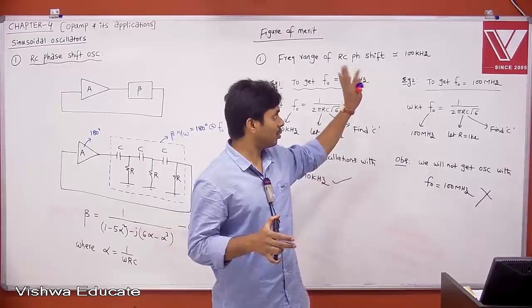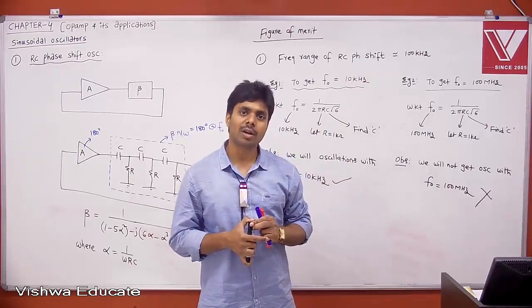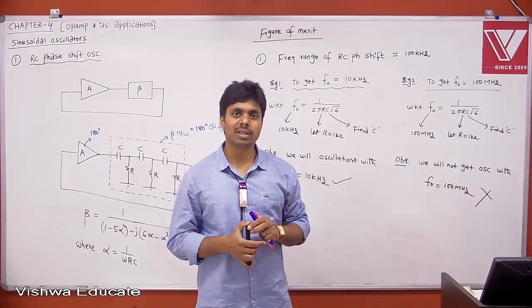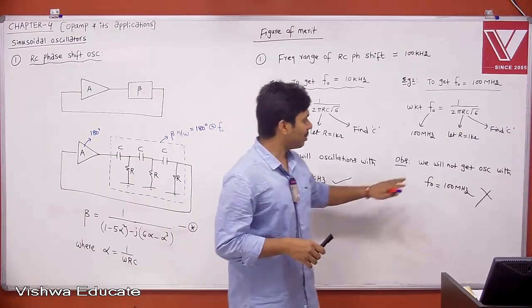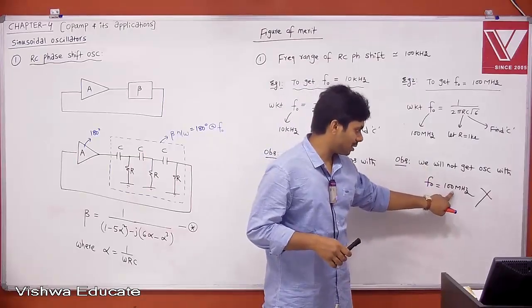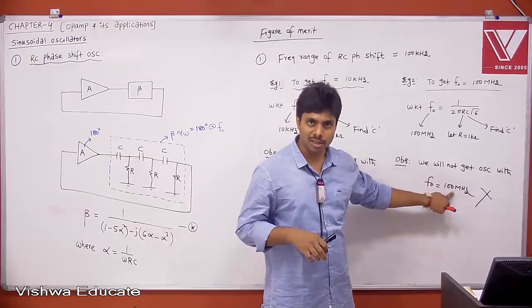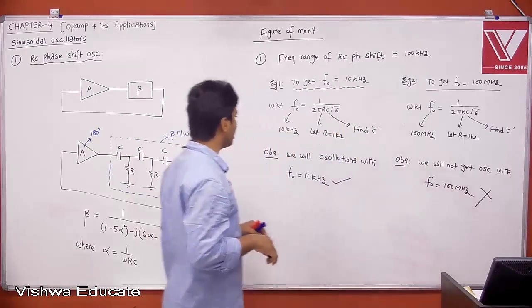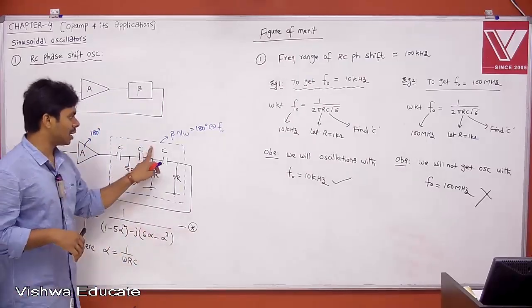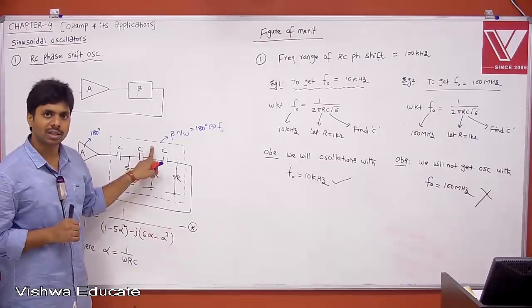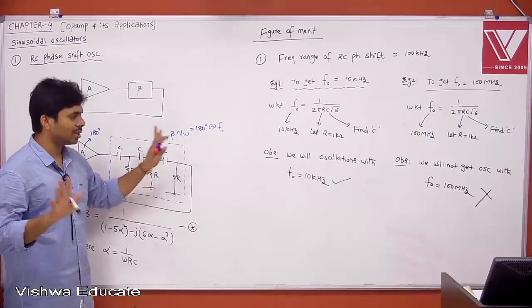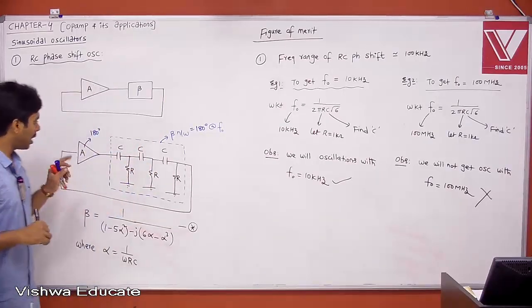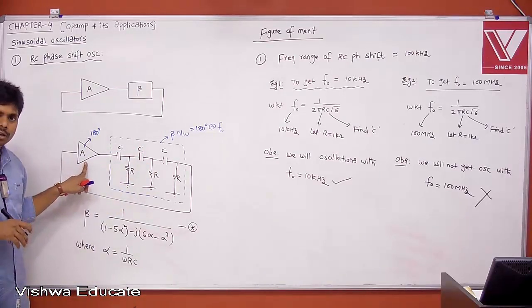I'm just taking olden technologies as a reference. What is the reason? For example, I want oscillations at 100 megahertz. At 100 megahertz, it should give 180 degrees phase shift. Yes, by choosing C and R, I will get 180 degrees phase shift. That we can get.